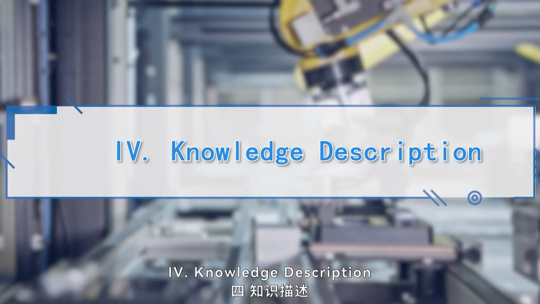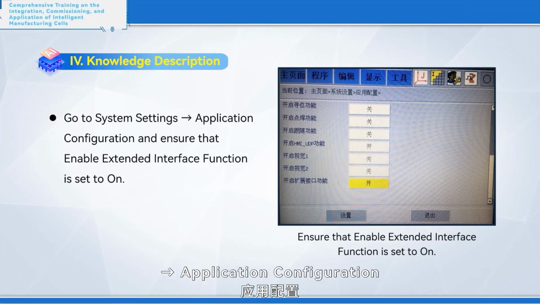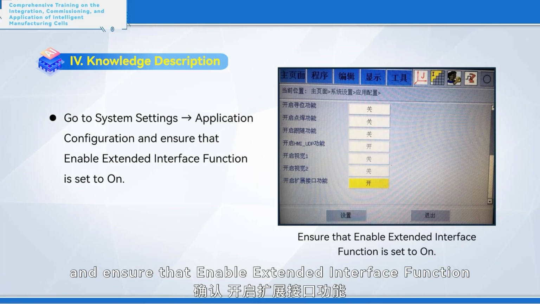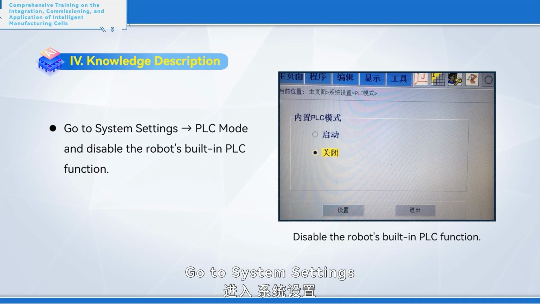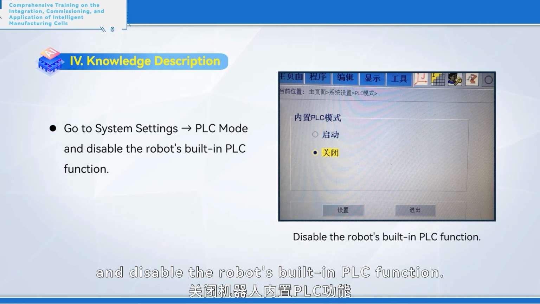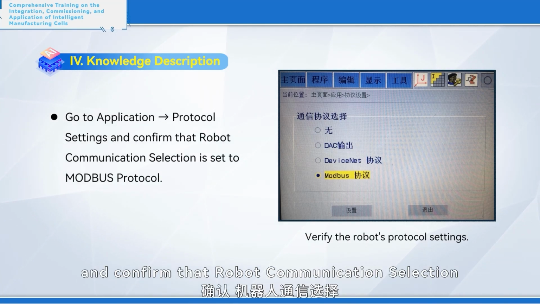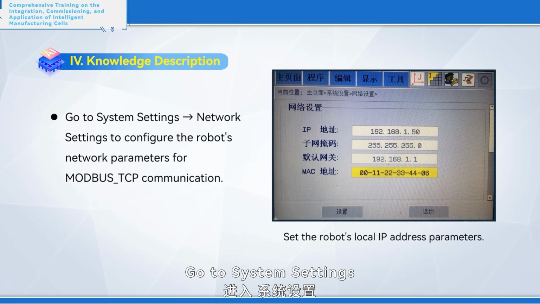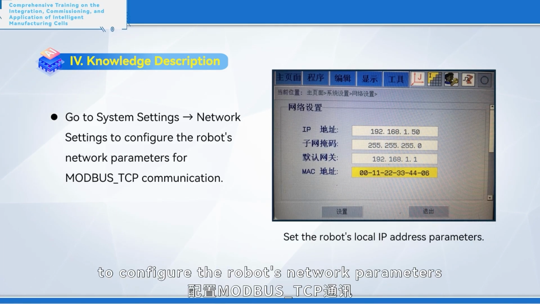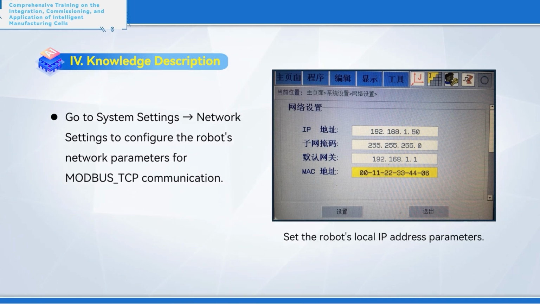4. Knowledge description. Go to System Settings, Application Configuration, and ensure that Enable Extended Interface function is set to on. Go to System Settings, PLC Mode, and disable the robot's built-in PLC function. Go to Application, Protocol Settings, and confirm that robot communication selection is set to Modbus protocol. Go to System Settings, Network Settings to configure the robot's network parameters for Modbus TCP communication.